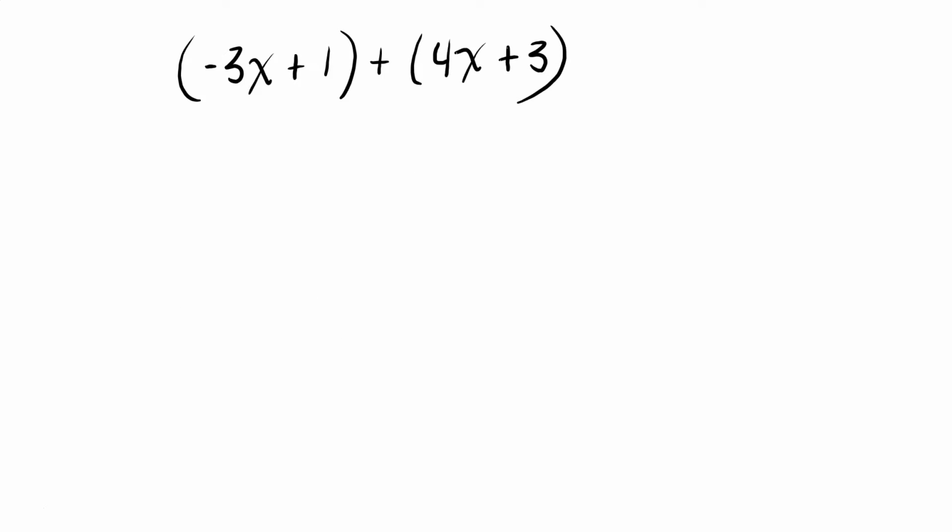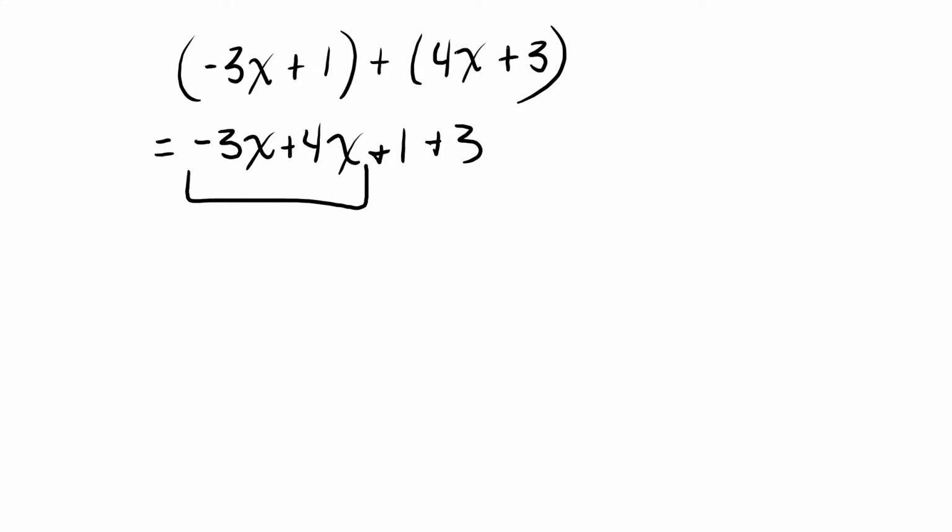Looking at another similar example, negative 3x plus 1 plus 4x plus 3. Again, we've got the brackets there. Brackets aren't doing a lot for us yet, but you'll see in the future, in the next couple of questions, how it becomes more important. So again, we're going to start by collecting the x values first of all. So we've got negative 3x plus 4x. Then collecting the two constants, plus 1 plus 3.